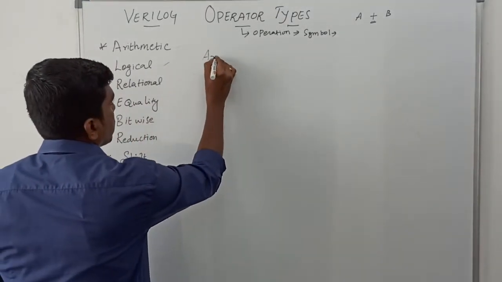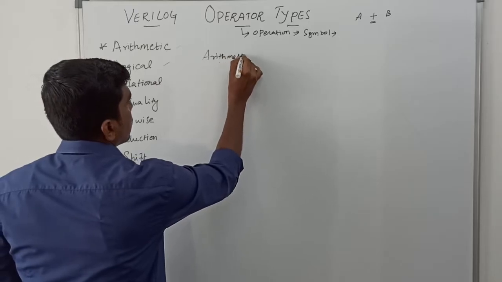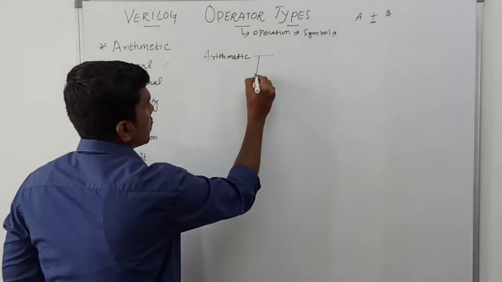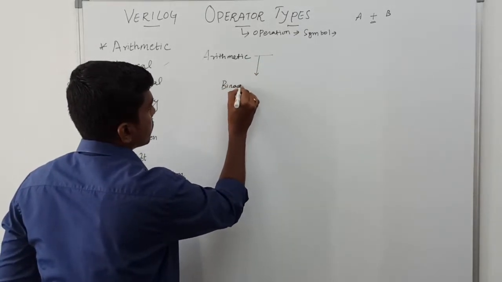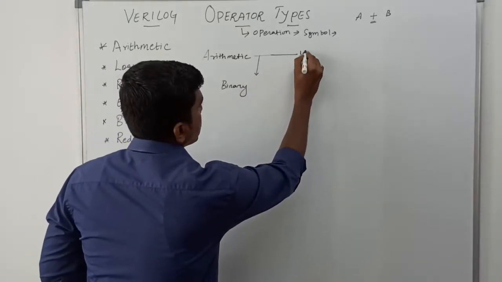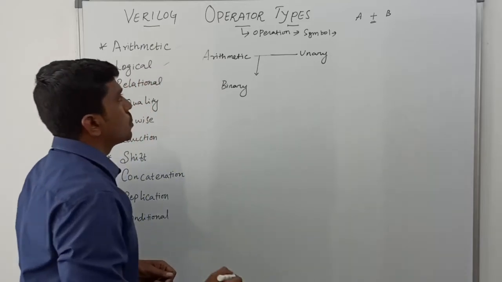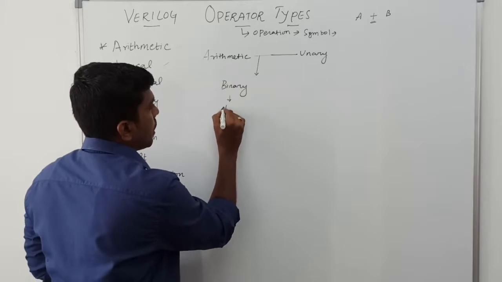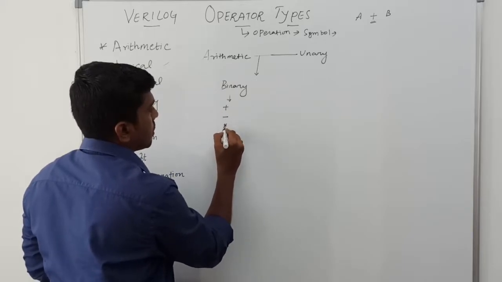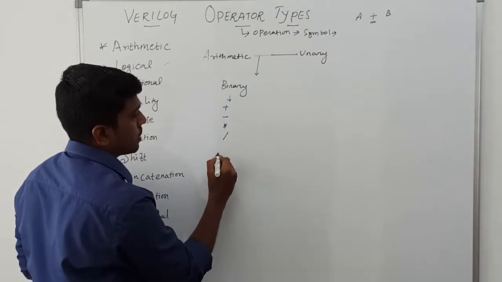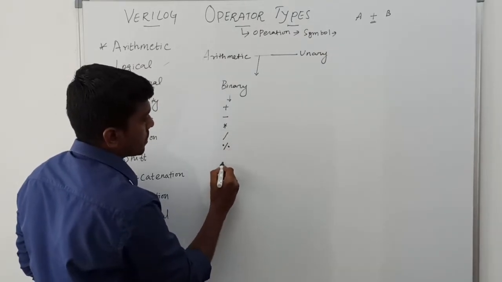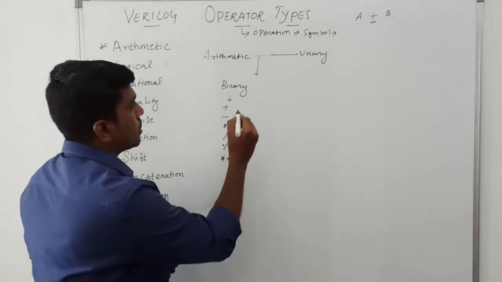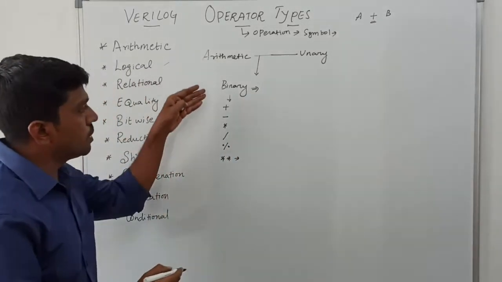The first one is arithmetic. This arithmetic operator is basically classified into two types: one is binary, another one is unary. So what is a binary arithmetic operator? The binary arithmetic operators include addition, subtraction, star representing multiplication, slash for division, percent for modulo division, and double star for exponential. Let us consider two operand values. With an example I will explain clearly.